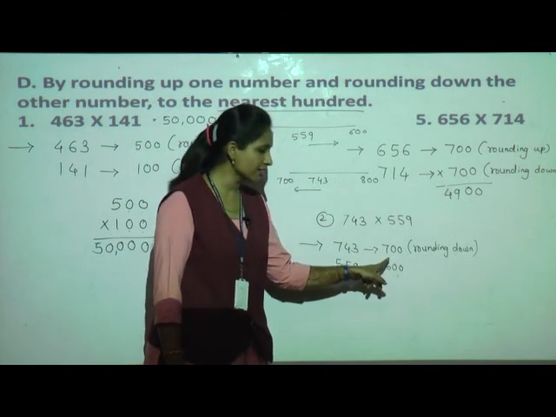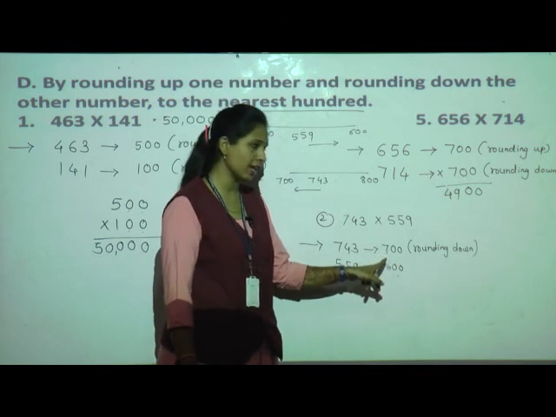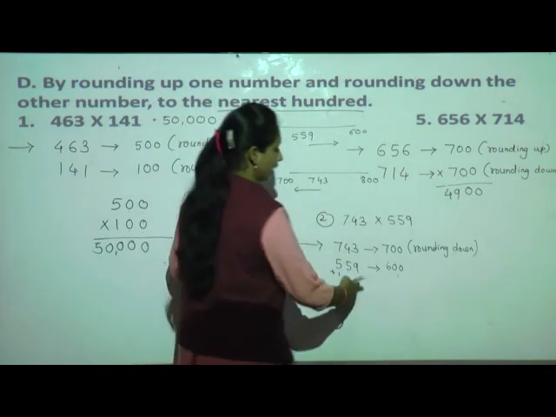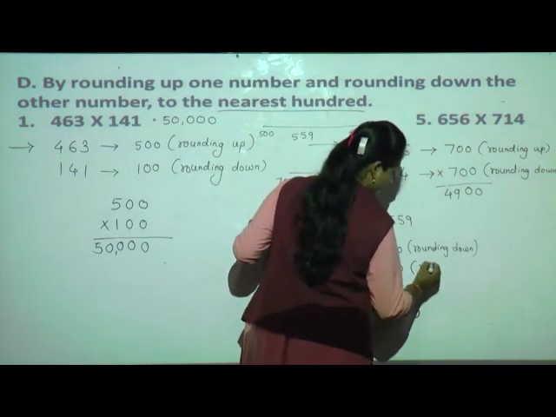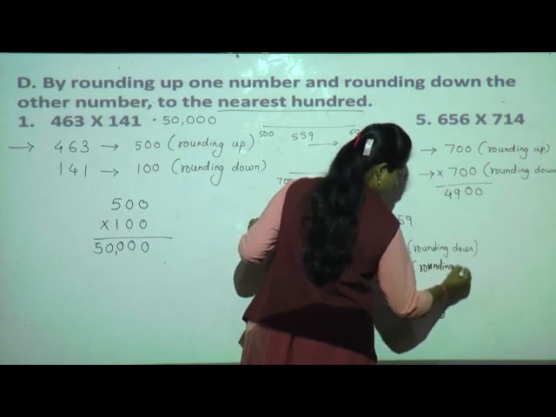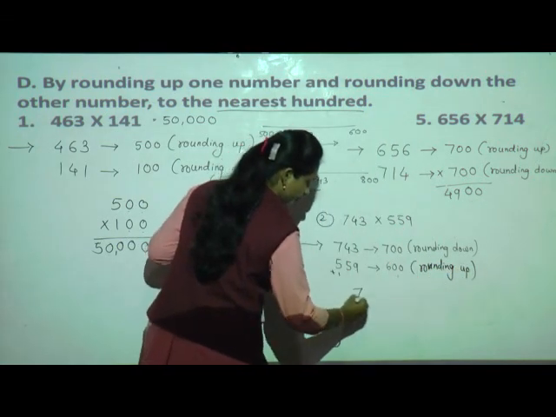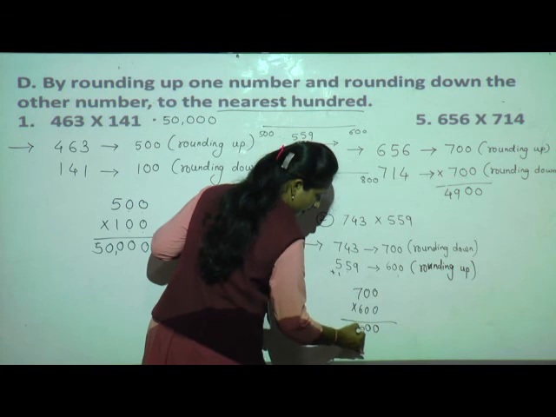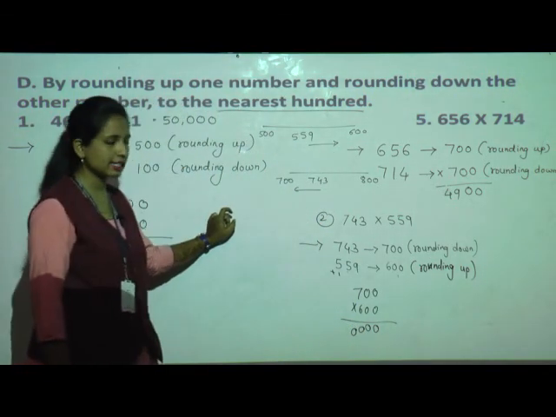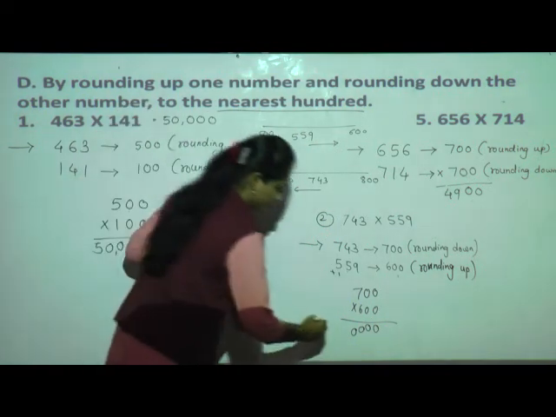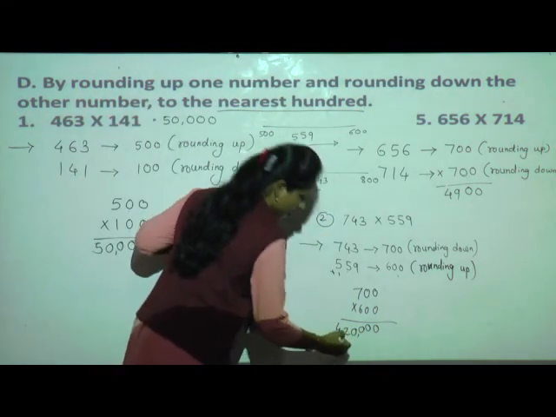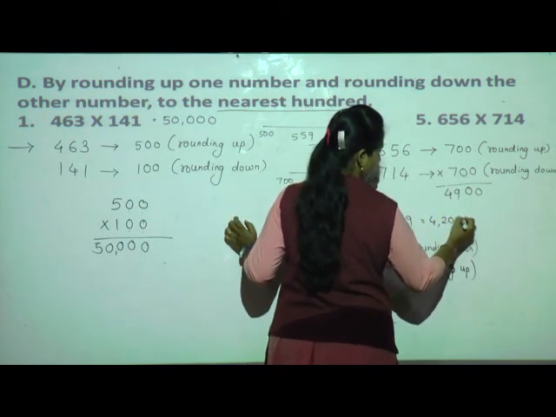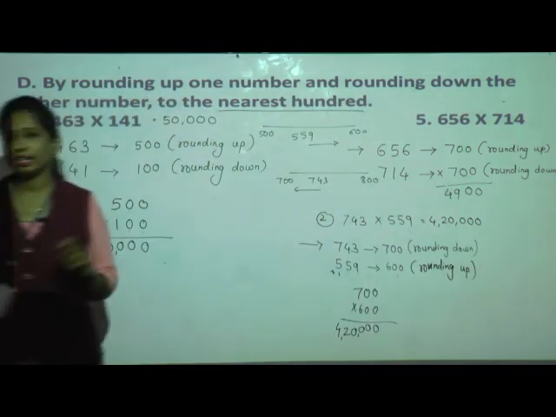743 rounded to the nearest 100 is 700 only. Okay, 700. So while writing, what we have to write here? What we have taken: rounding down number, and this is rounding up. Now what we will do? We will multiply both the numbers. Place the zeros. How many zeros are there? 4 zeros as it is. Now 7 6s are, or 6 7s are, 42. So the answer is 4,20,000. Clear? Understood?